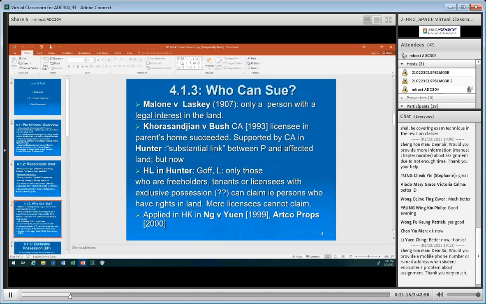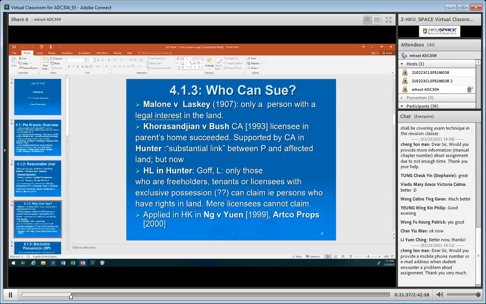Who can sue is a very important issue. So in your assignment question 2, who can sue? You've got 3 people you're advising, potential plaintiffs, and all of them sue. Well, you apply the test in Malone v Lasky. Only a person with a legal interest in the land can sue.